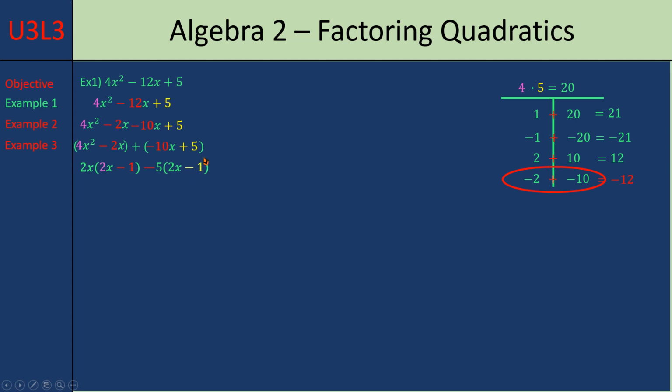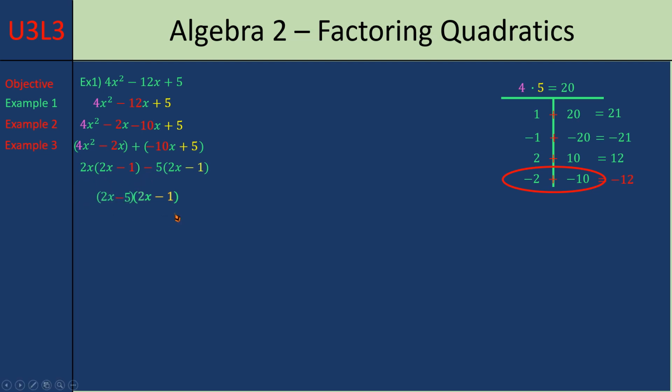The whole goal is to make this group look the same, the 2x minus 1 and the 2x minus 1. As long as they look the same, that's what you want. Once they look the same, they are one of your factors. And the other guys, the 2x and negative 5, they are your other factor.